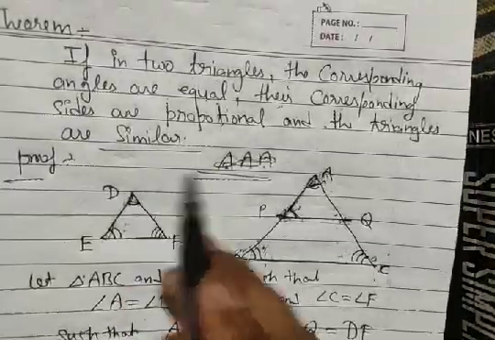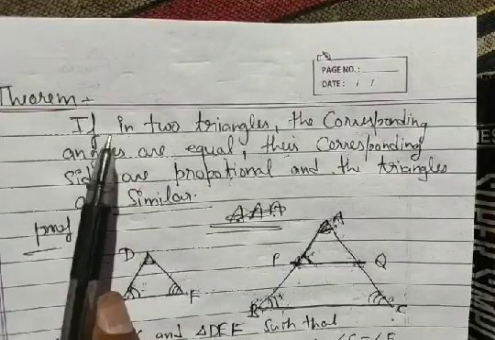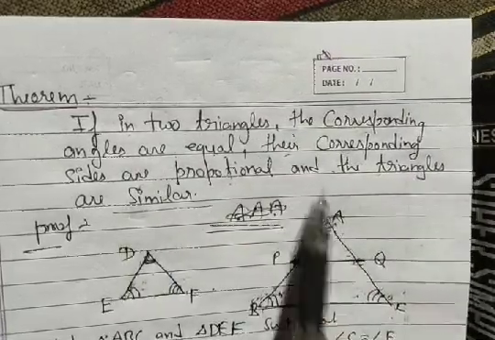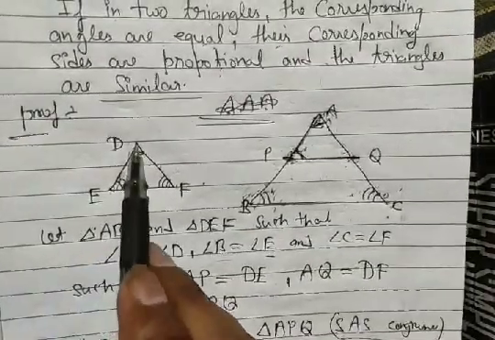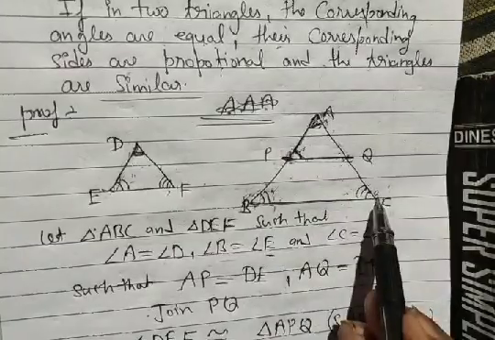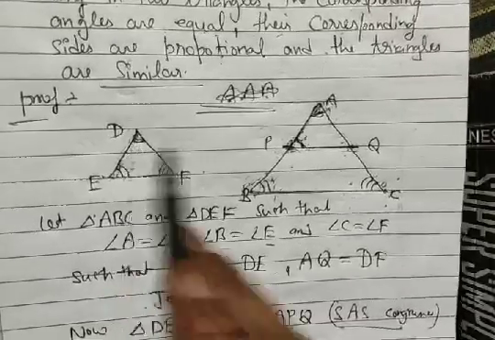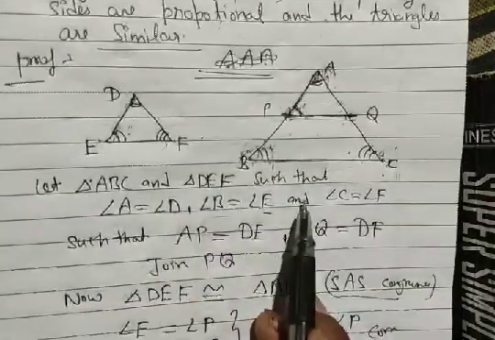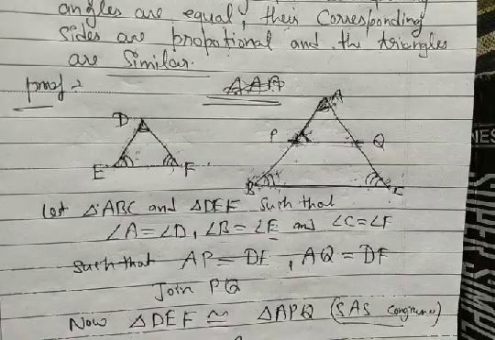Just let me revise this again. We have proved our angle criteria. It's the statement of the angle criteria: if in two triangles the corresponding angles are equal, then their corresponding sides are proportional, hence the triangles are similar. In the proving part, we take two triangles DEF and ABC. Here it is given that angle D is equal to angle A, angle E is equal to angle B, and angle F equal to angle C. We have the given part, that the corresponding angles are equal.